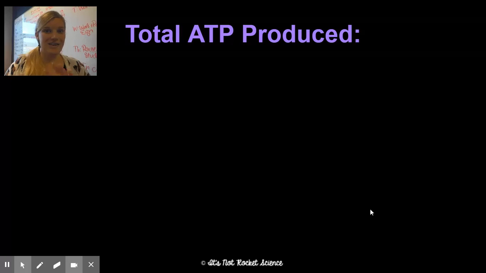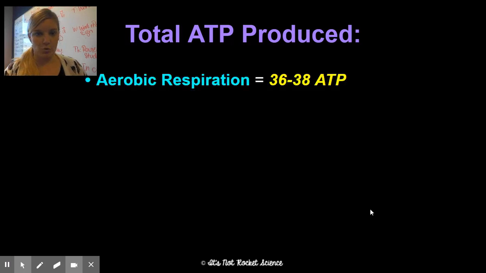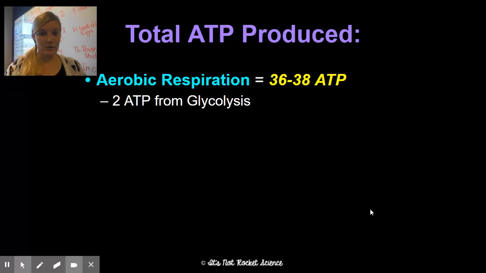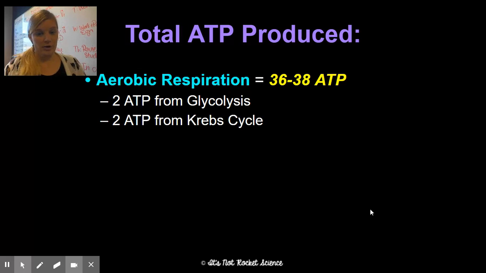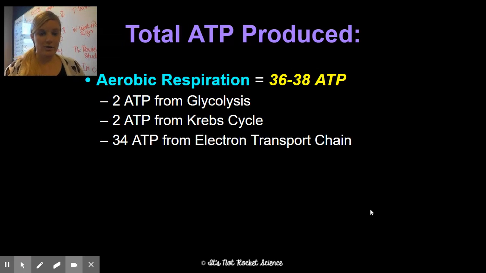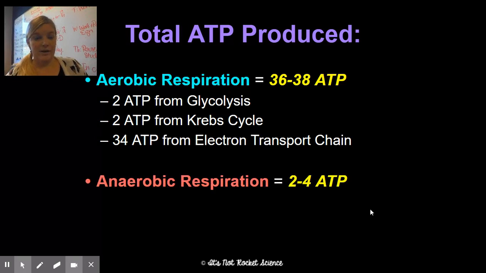So let's look at all the ATP, because remember, ATP is what actually powers everything in our body. So that's kind of all we care about. That's what this whole process is for, is to get more of that. So through aerobic respiration, you're getting somewhere between 36 and 38 ATP. You get 2 from glycolysis, just breaking up your 6 carbons, 2 from the Krebs cycle, and then about 34 ATP from the electron transport chain. Now, anaerobic, when you don't have oxygen present, you're only getting 2 to 4 ATPs of energy.